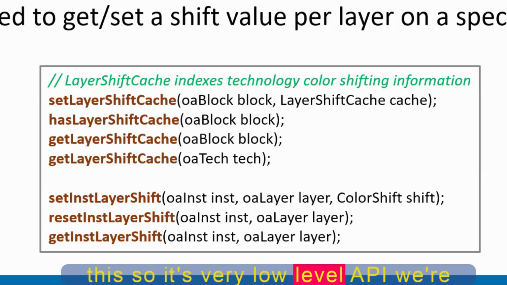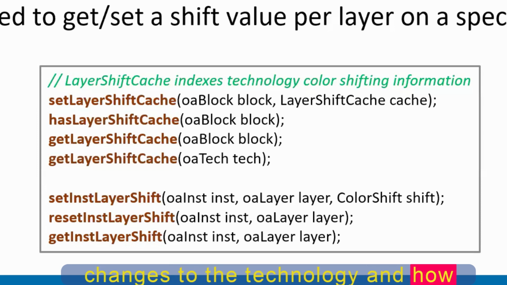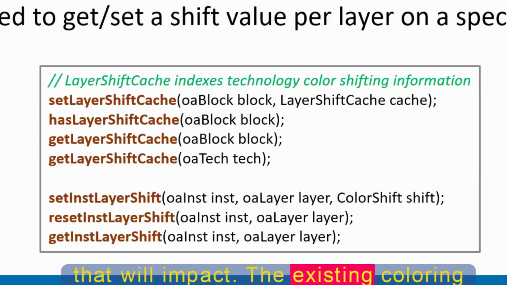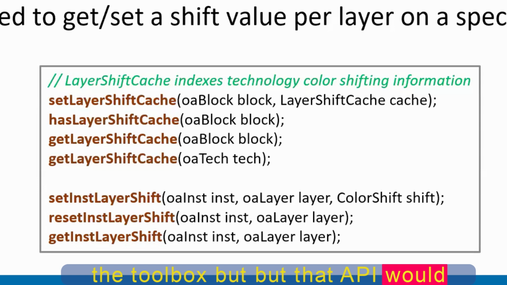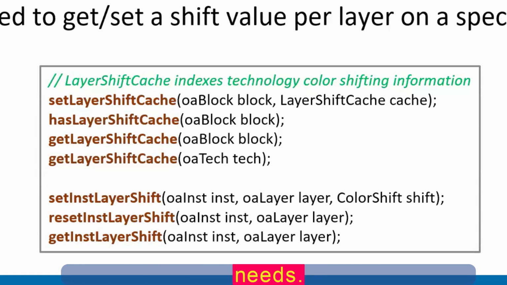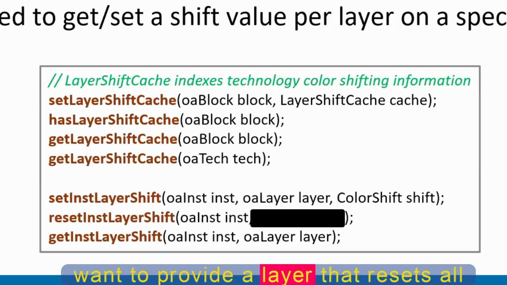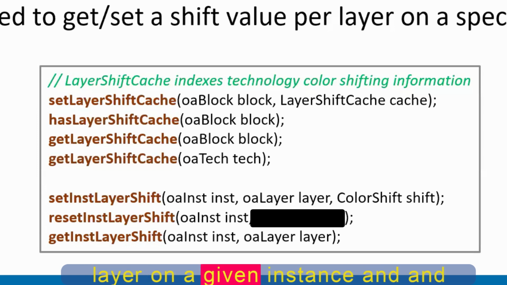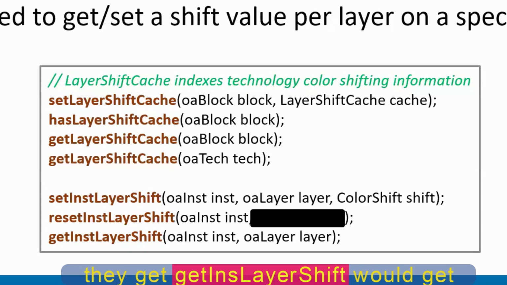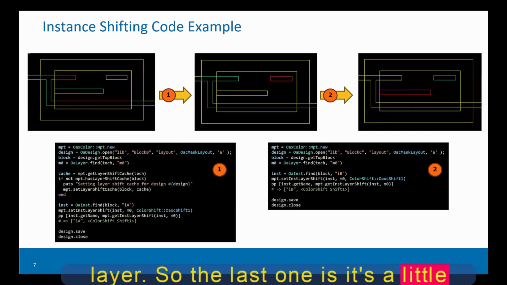So it's a very low-level API. We're not managing and tracking changes to the technology and how that will impact the existing coloring on the design if you're doing those kinds of things. All the tools are here in the toolbox, but that API would need to be extended for your specific needs. Okay, and then once again, reset inst layer shift. Actually, that is incorrect. It should just be OA inst. You wouldn't provide a layer; it resets all of the shifting for every layer on a given instance, and the get inst layer shift will get the shifting on a given layer.